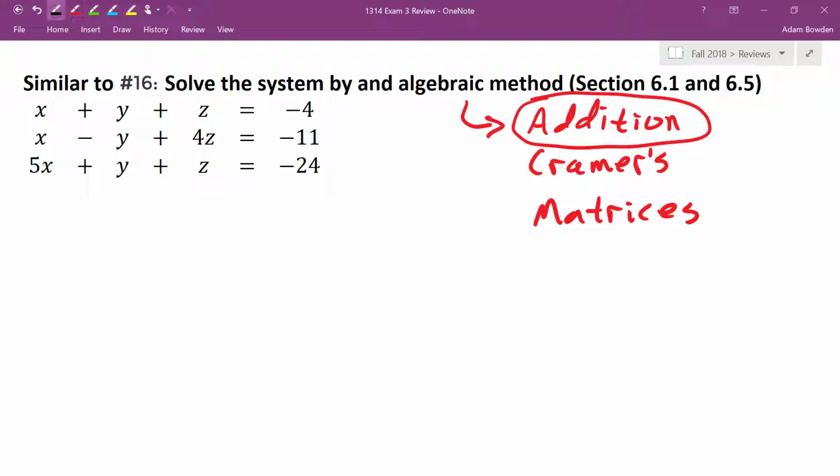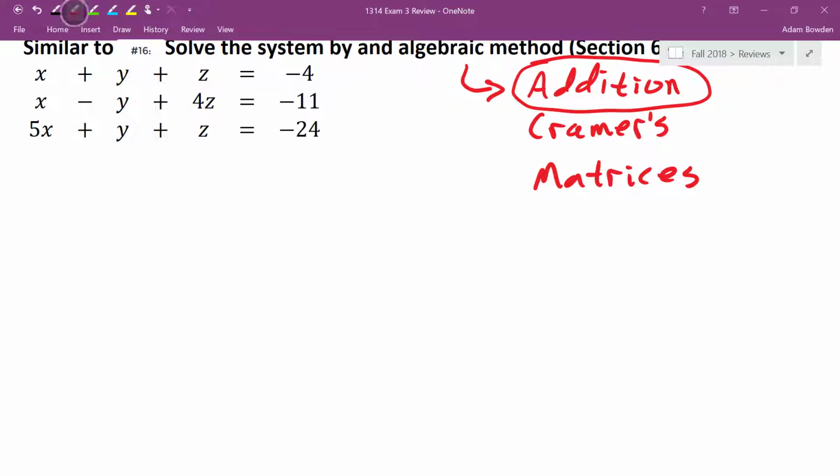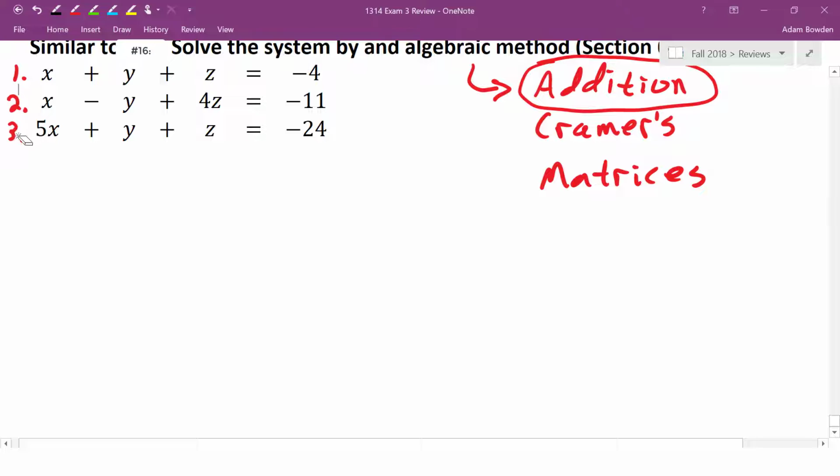Okay, so in this situation, what we're trying to do is look, how are we going to cancel out the x's, the y's, or the z's? And again, we have three equations here, equation 1, equation 2, and equation 3. So I'll go ahead and label them 1, 2, 3 so we can call them by their number as we go along. It's looking like the y's are set up pretty well to be canceled out if we were to add them together. So that's what I'm going to start out here doing.